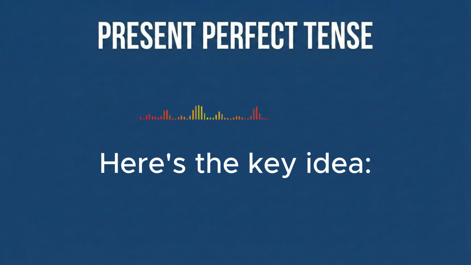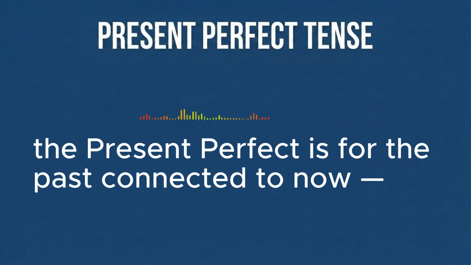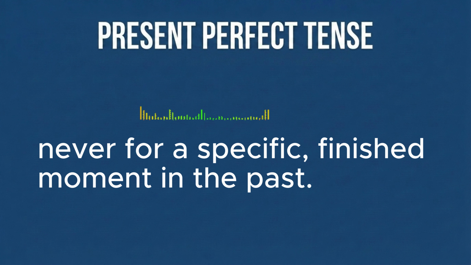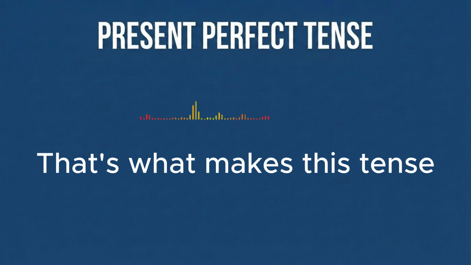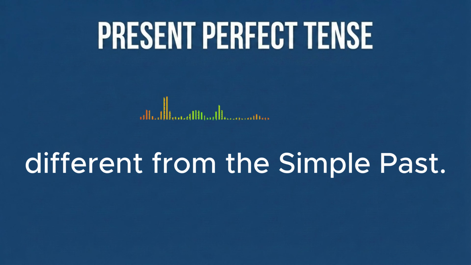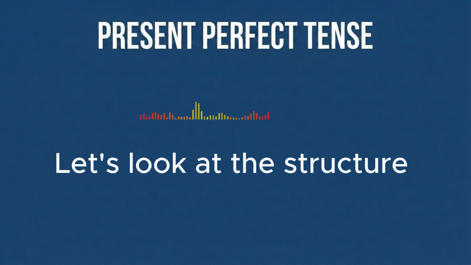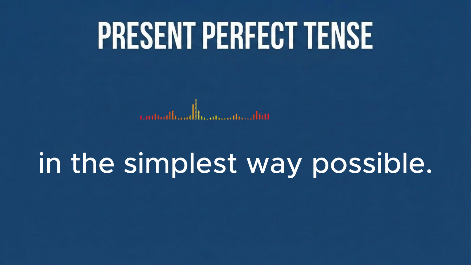Here's the key idea. The present perfect is for the past connected to now, never for a specific finished moment in the past. That's what makes this tense different from the simple past. Let's look at the structure in the simplest way possible.